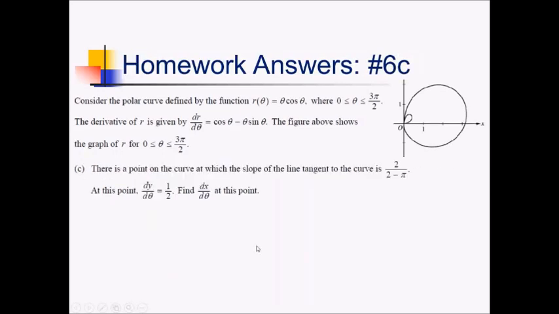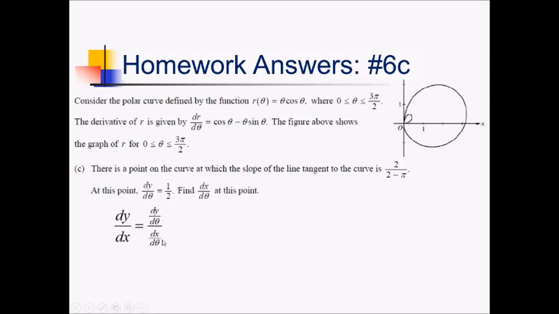For this last part of the problem, they're telling us there's a point on the curve at which the slope of the line tangent to the curve is 2 over 2 minus π. At this point, we're told dy/dθ, in other words, y prime of θ, is 1/2. They want x prime of θ, dx/dθ. So in general, we have to remember that polar slope has the setup of basically y prime of θ over x prime of θ. You have to do it parametrically. You can't just use r the way it is. So we've got dy/dx equals dy/dθ over dx/dθ. This is y prime over x prime.